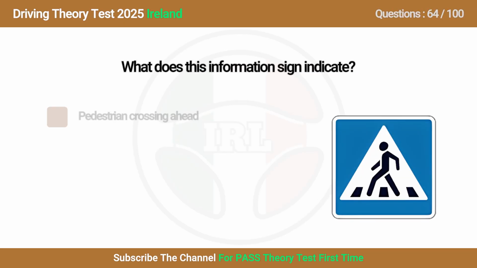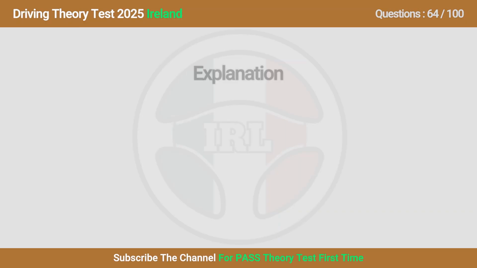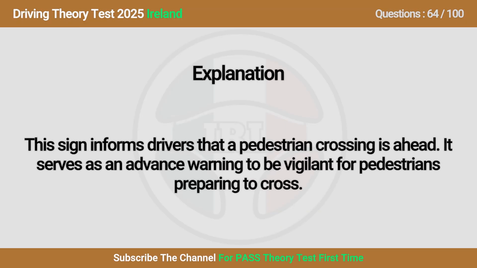Question 64. What does this information sign indicate? A. Pedestrian crossing ahead. B. Pedestrian zone. C. No pedestrians. D. Footpath only. Answer is A. Pedestrian crossing ahead. This sign informs drivers that a pedestrian crossing is ahead. It serves as an advance warning to be vigilant for pedestrians preparing to cross.